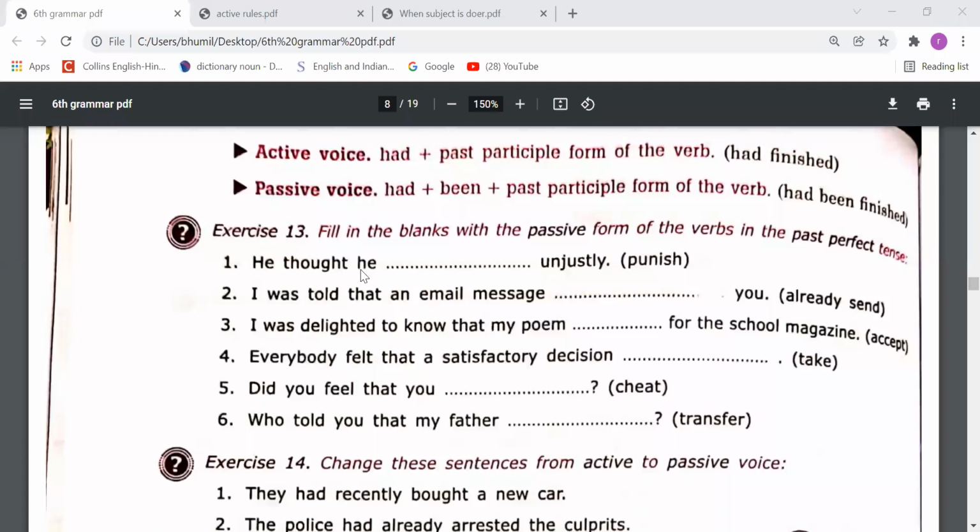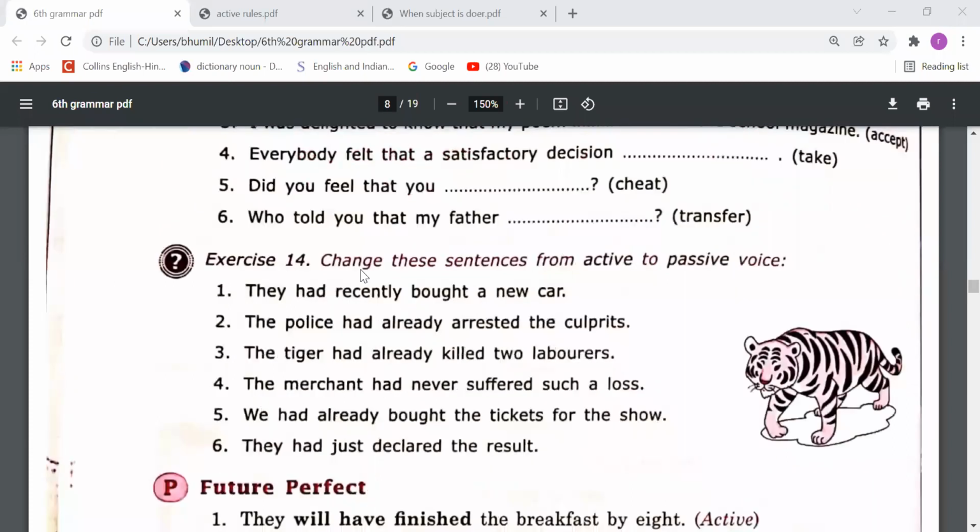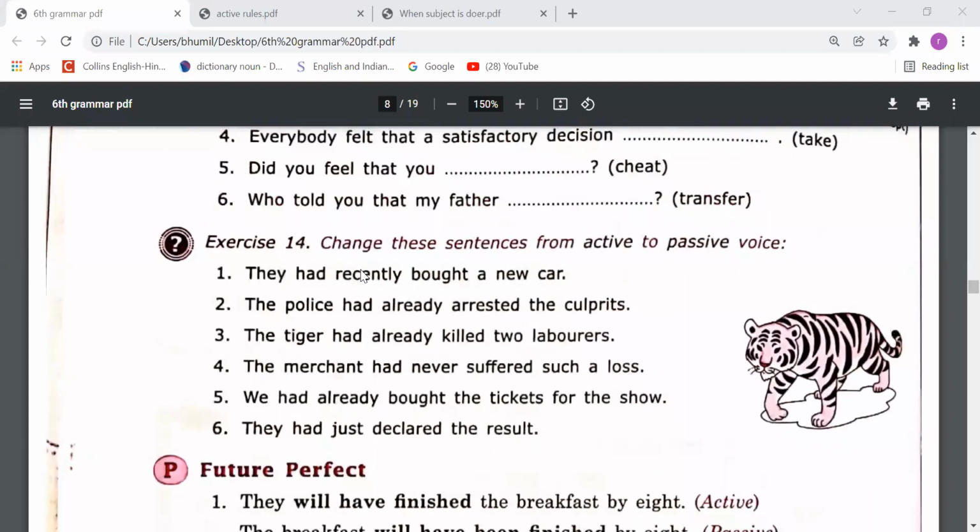So I think you can do all the exercise of all the sentences of this exercise. Now please come on the exercise number 14. First sentence, they had recently bought a new car. Who will let me know about this sentence? Raise your hand who can give me the answer of this sentence. It's a very simple sentence. Try to give me the answer. Anirudh, you please tell me. Anirudh, can you?